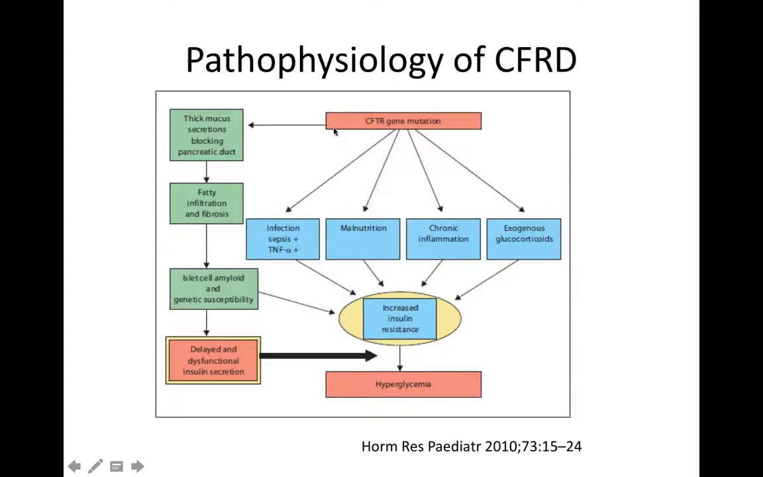In addition, that mutation makes thick secretions blocking the pancreatic duct so the enzymes can't get out. That causes fatty infiltration and fibrosis of the pancreas, or destruction of the pancreas, and eventually delayed and dysfunctional insulin secretion, or basically not making insulin as well. So again, it's not making as much insulin, and the insulin that you make is then not working as well as it should.